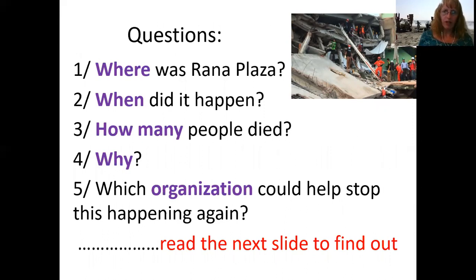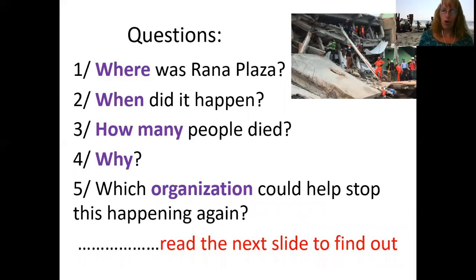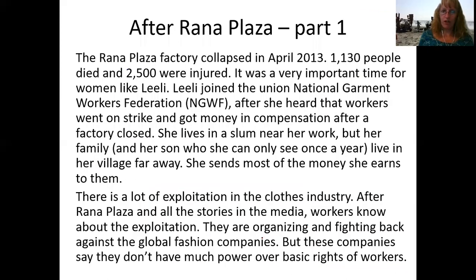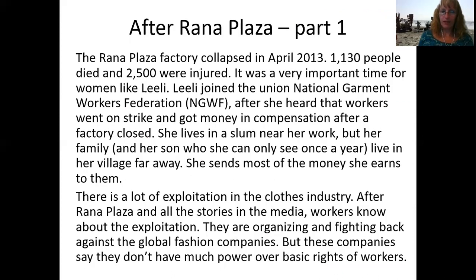How many people died? It was terrible. 1,130 people died and 2,500 were injured. Why? The factory collapsed. And which organization could help stop this happening again? And this is the trade unions, okay, to bring some rights to workers.